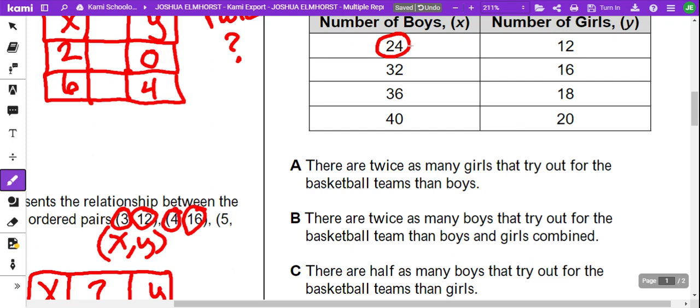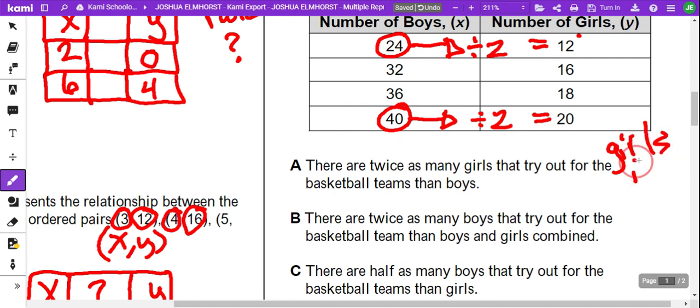So x is 24, and then something happens to it, and then you get to 12, and then 40 looks like it's dividing by 2. So girls is half of the boys.